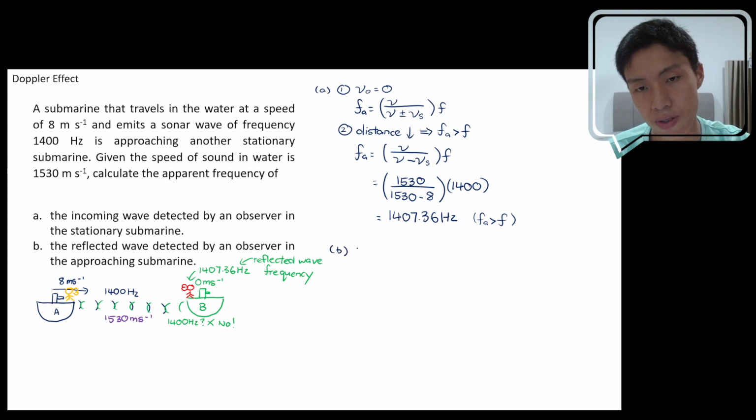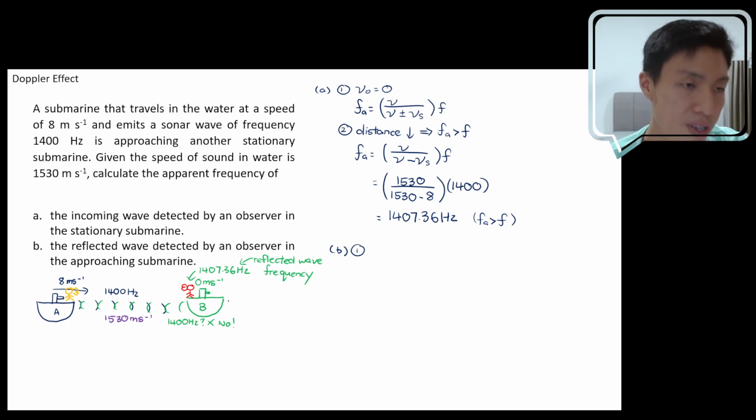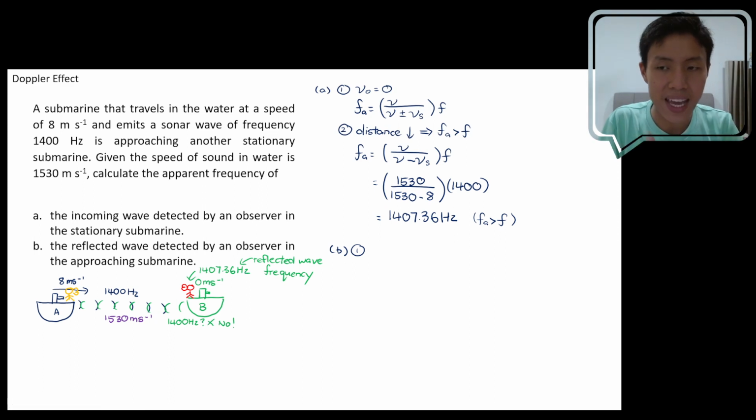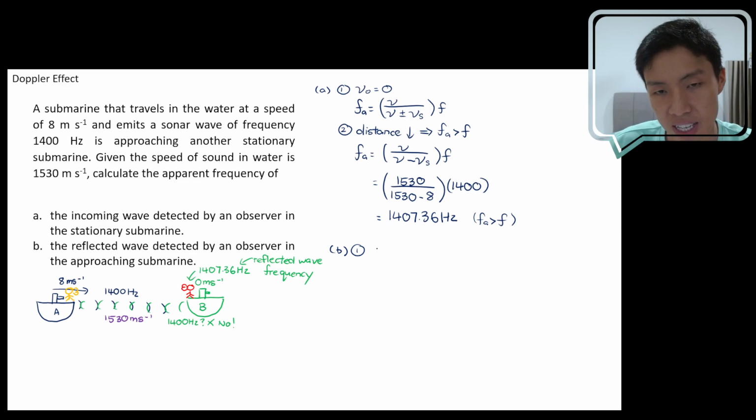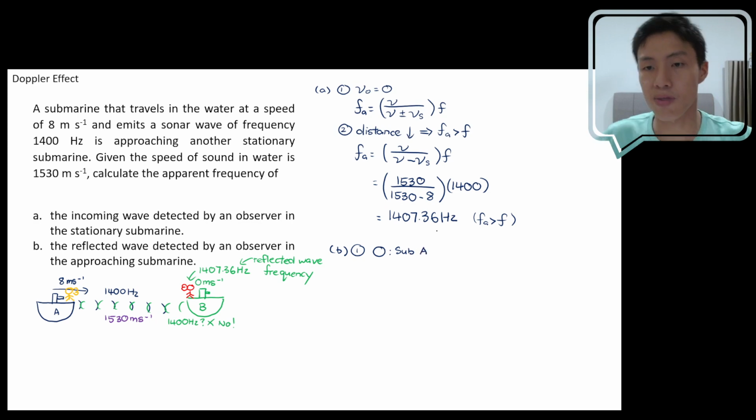First of all, now who is the observer, who is the sound source? Well, the sonar wave that A is observing, we know for sure that A is observing. Okay, let's write it down. Observer, it's submarine A. This one cannot be debated because our observer is standing on the approaching submarine, and the approaching submarine is submarine A.